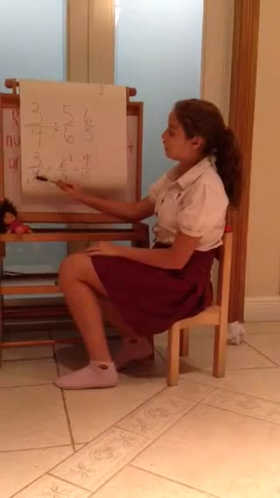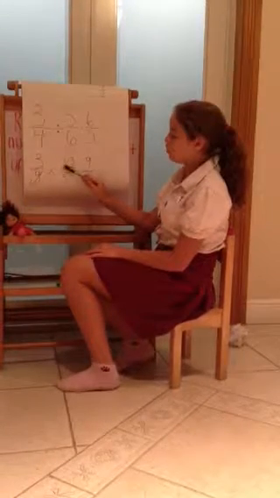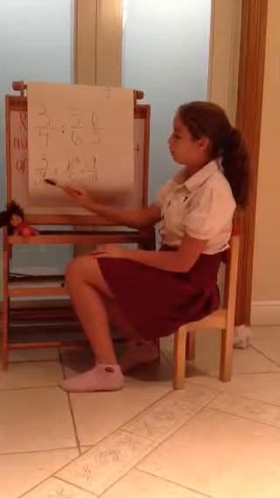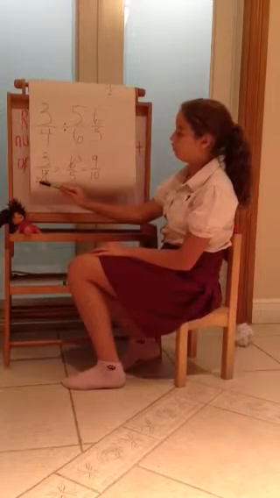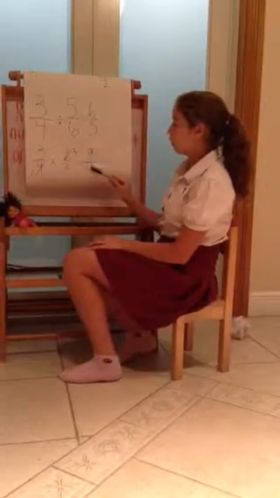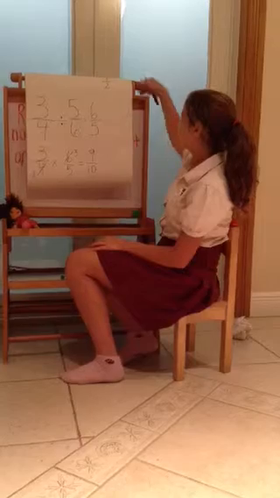So you simplify 4 and 6 because they both share the GCF of 2. So you divide 6 by 2, which equals 3, and 4 divided by 2, which equals 2. 3 times 3 equals 9, and 2 times 5 equals 10. So the answer is 9 over 10.